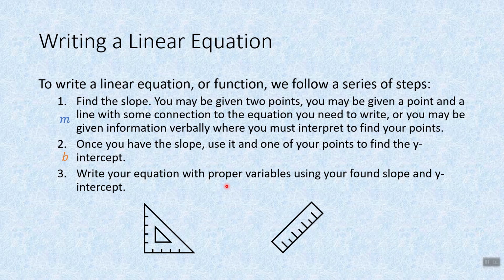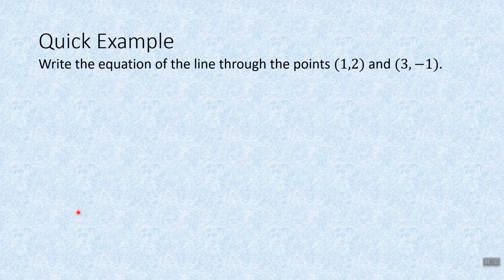I say proper variables here. You'll find that sometimes if we're using time as our variable, we'll have y equals mt plus b. All right, so watch for your variables and make sure you're using the proper input and output variables. And you'll use your found slope and y-intercept. So first we find m, then we find b, and then we put it all together, y equals mx plus b. Let's take a look at an example.